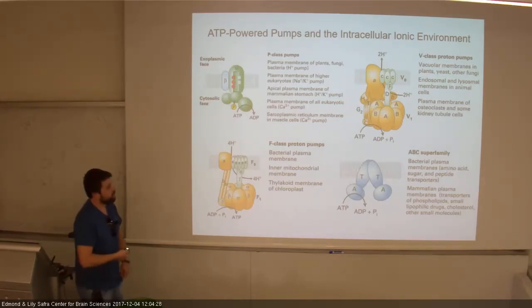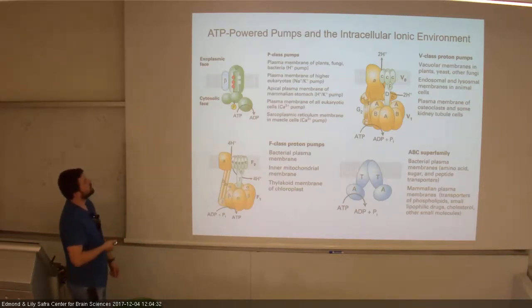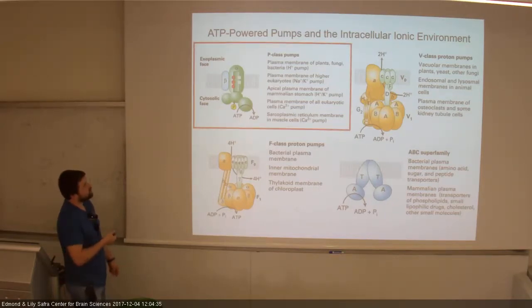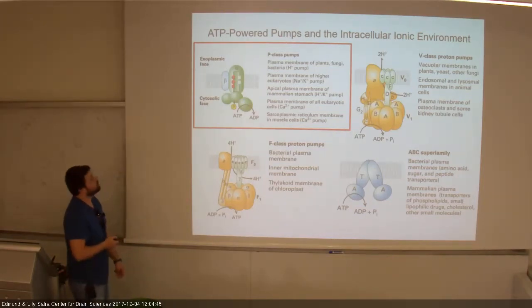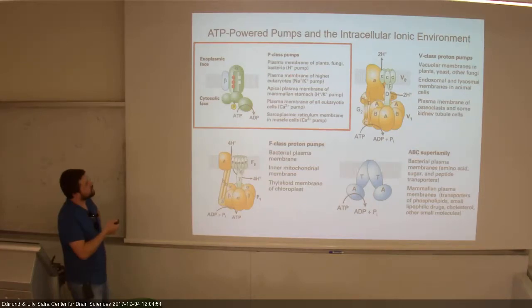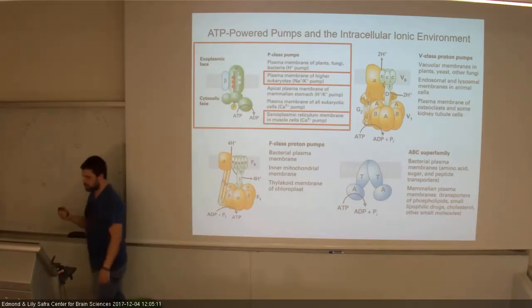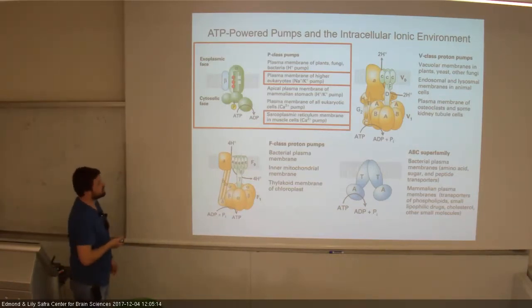So we will focus on two types of ATP pumps. One of them is the P-class pump, which is very common, and the other is the V-class proton pump, which we'll discuss only in the next class, in 2 weeks. The P-class pump can be found in the plasma membrane of bacteria, where it pumps hydrogens. We're going to give two examples. One is the sodium-potassium pump, which is in charge of the electrochemical potential in eukaryotic cells.